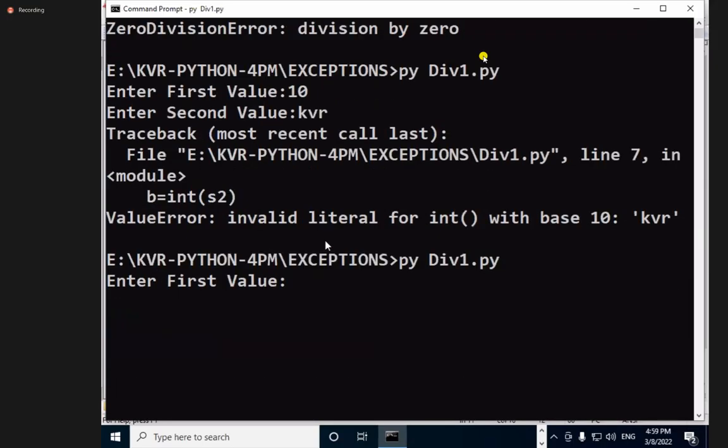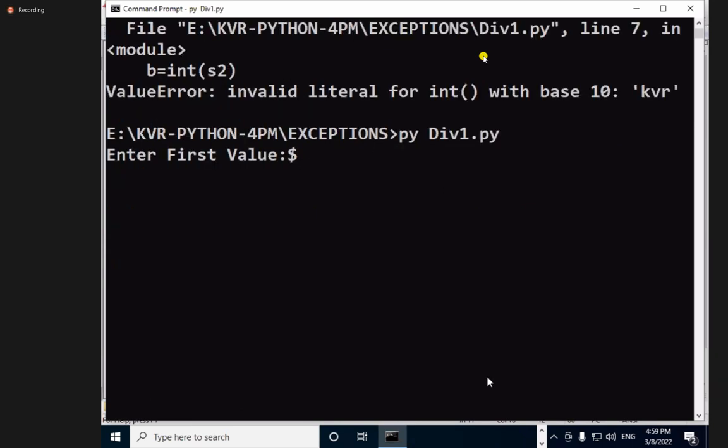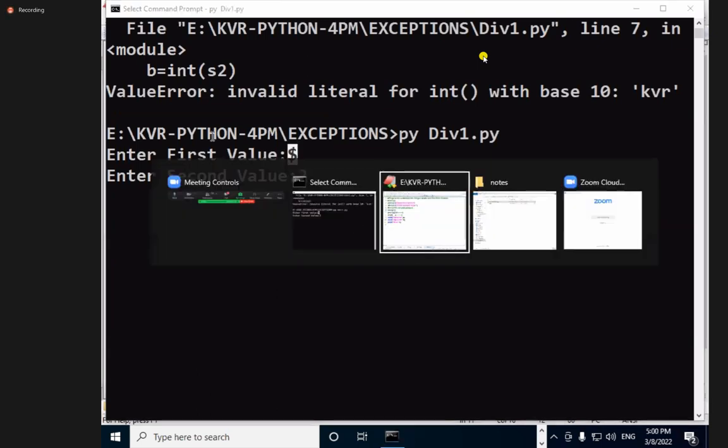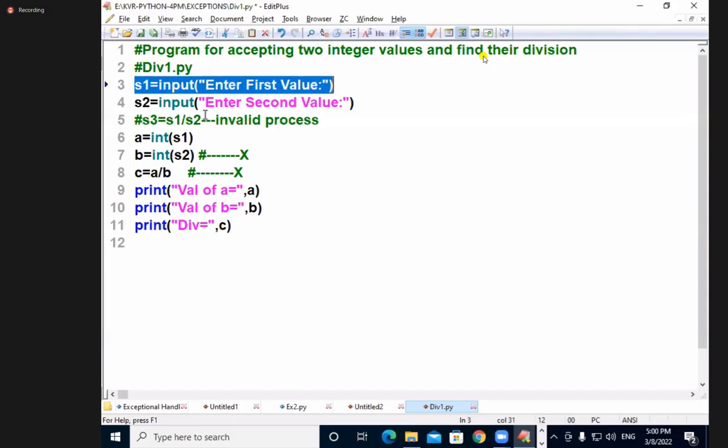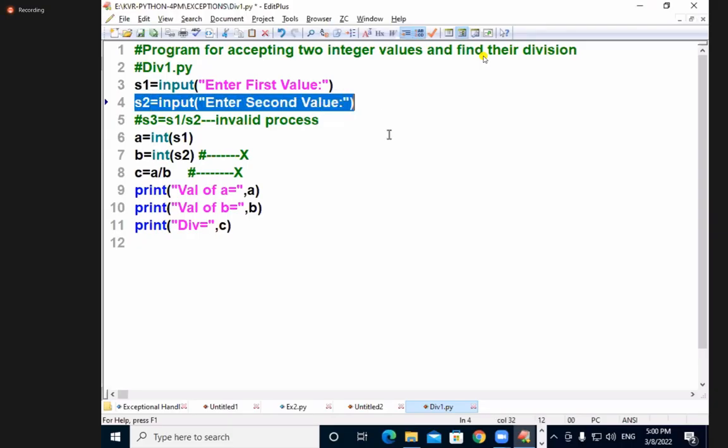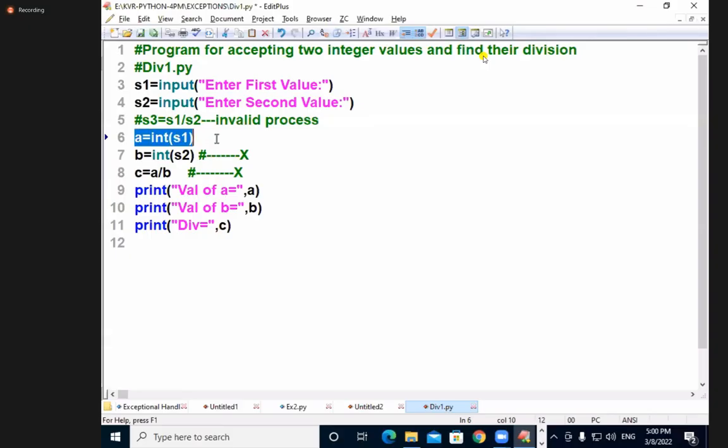See, students, I am entering something like A dot B, or something like dollar, I am entering dollar, and I am entering some 2. Dollar is nothing but one special symbol or not? Go. Line number 3, no problem, accepted the input. Line number 4 also accepted the input, no problem. Line number 6, what is the value of this S1 here? Dollar. Am I able to convert the dollar into a numerical value? No, immediately this is also called one type of problematic statement or not?